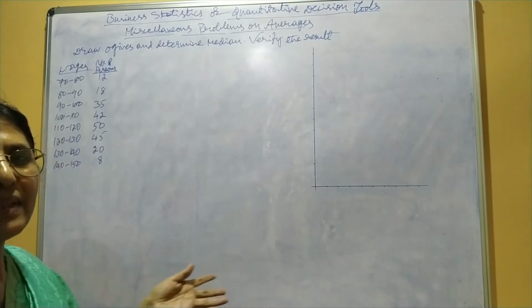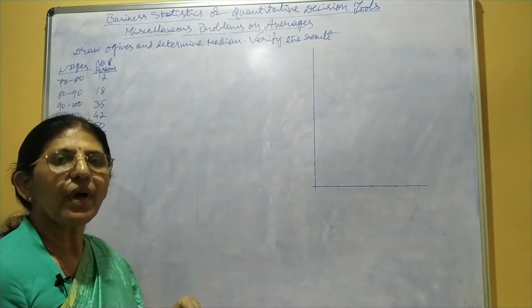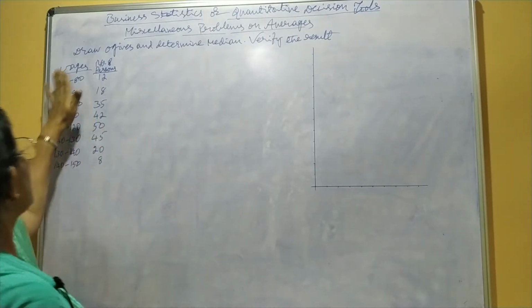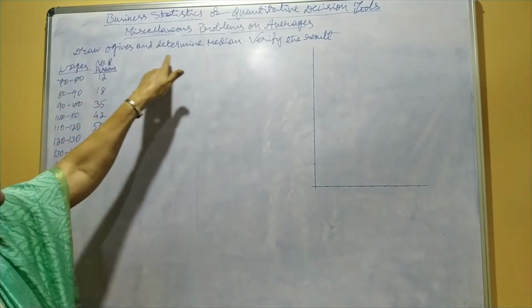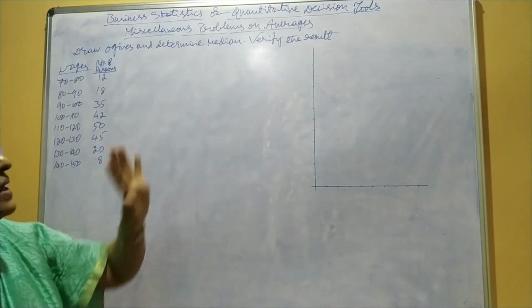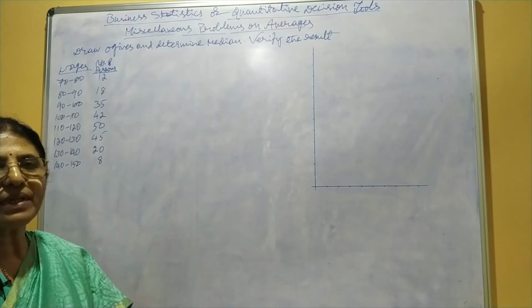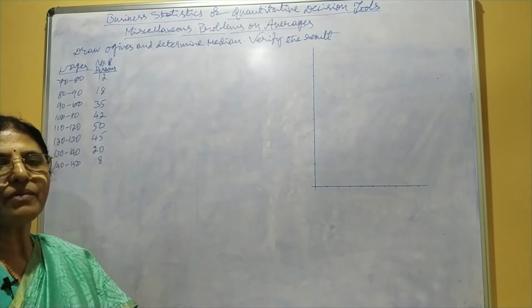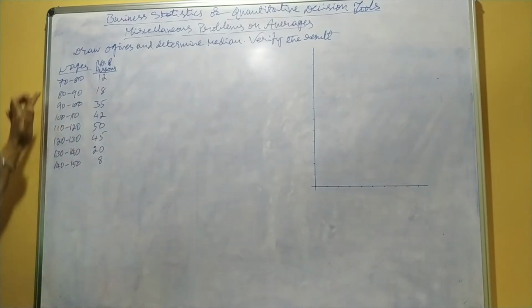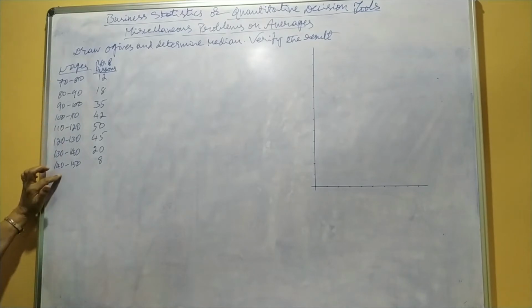It may be less than ogive or more than ogive or both. Here you are given: draw ogives and determine the median, and verify the result. To verify the result, we have to apply the algebraic formula. Here the problem is a continuous series.